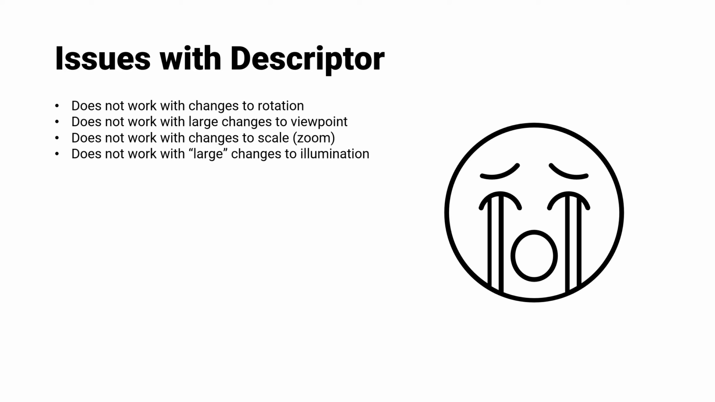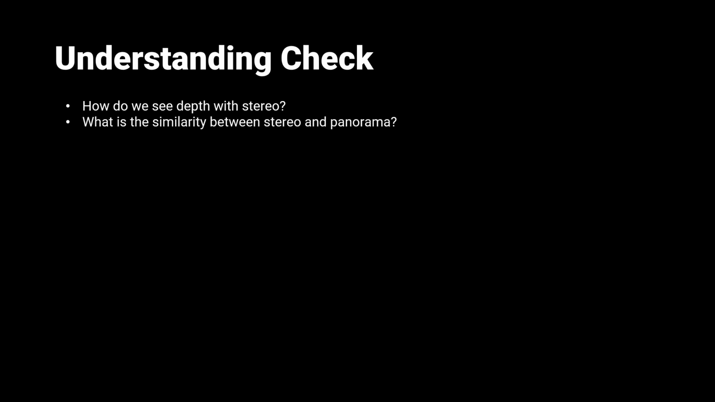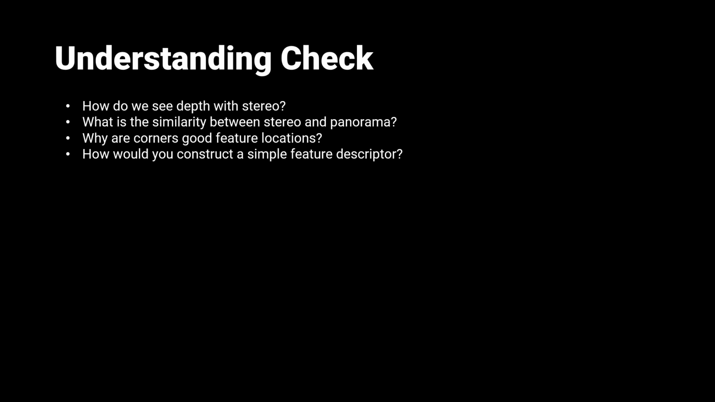Okay, so just to quickly recap, you should be able to say how we see depth with stereo, what is the similarity between stereoscopy and panorama stitching, why are corners good feature locations, and how would you construct a simple feature descriptor. See you next time.